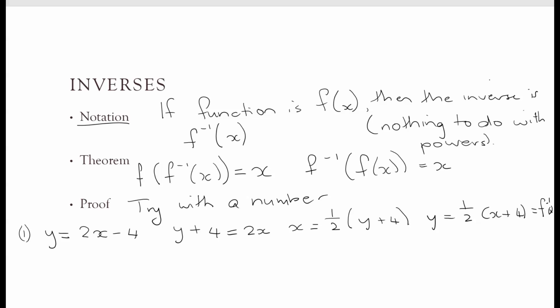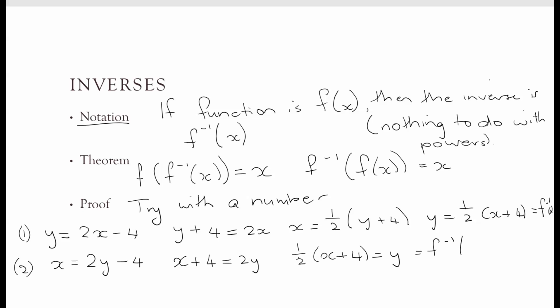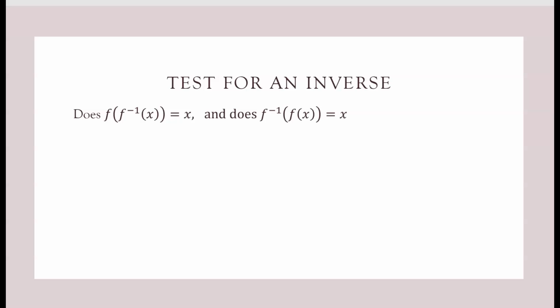The other way you can do it is to swap the variables at the beginning. And now we're going to find the same thing. We're going to say x plus 4 equals 2y. Divide both sides by 2 or multiply by a half: a half x plus 4 equals y, in this case, which is the inverse. So you can do it either way. Now let's just test that that is correct.